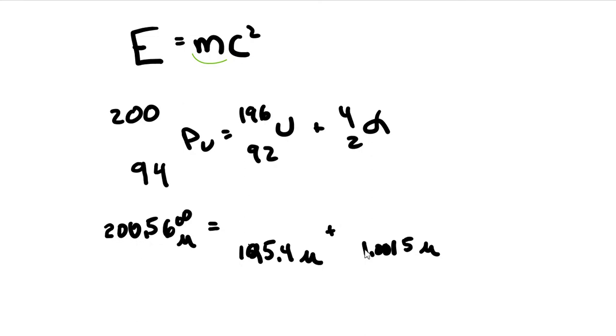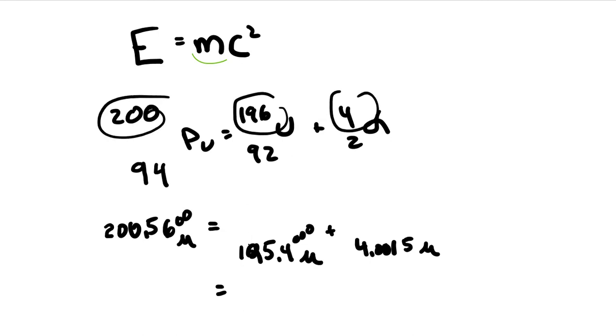So let's carry these out. These are our atomic masses. They're all really close to the atomic mass numbers, but the actual mass is slightly different. Some are a little more, some are a little less. So this is 200.56 atomic mass units, which we'll deal with in a second. Then it's 195.4, and this is 4.0015.